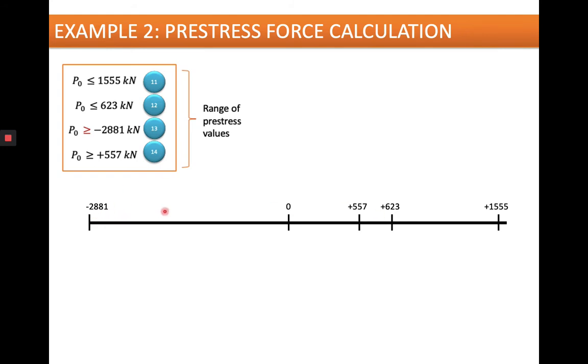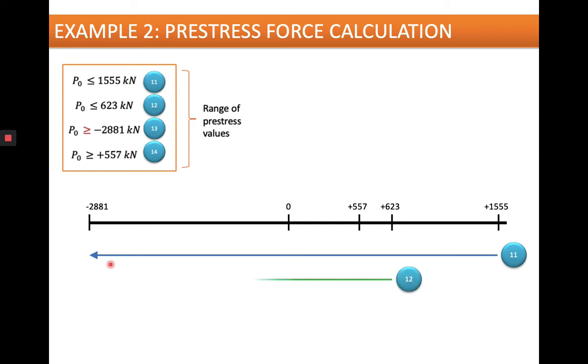From the range of pre-stress values, you can draw the range that is covered by each inequality equation. From equation 11, we have P naught less than or equal to 1555. The point of 1555 sits here, it begins here, and all the values lesser than that fulfill the first range. Then for equation 12, the value is less than or equal to 623, so it goes to the left as well.